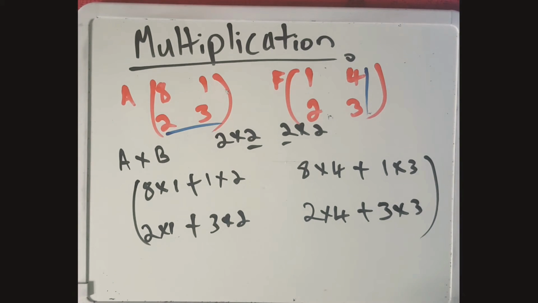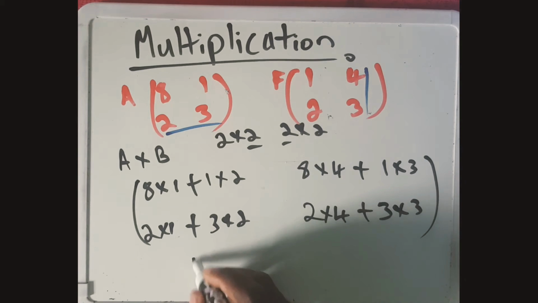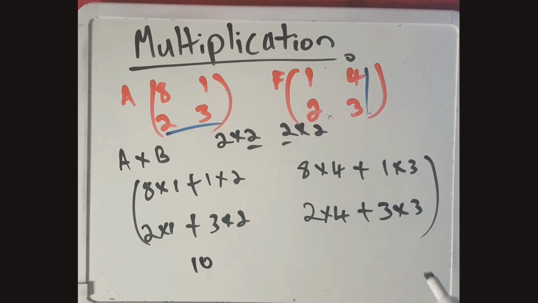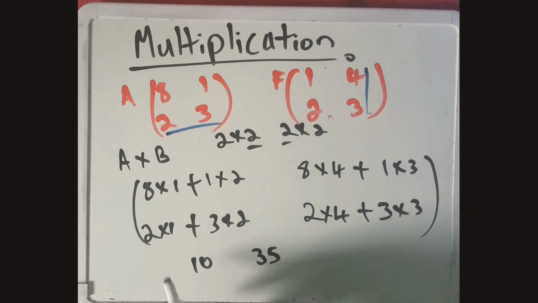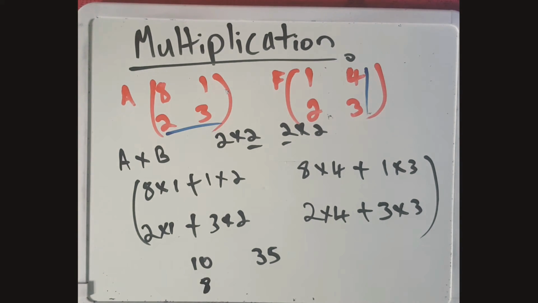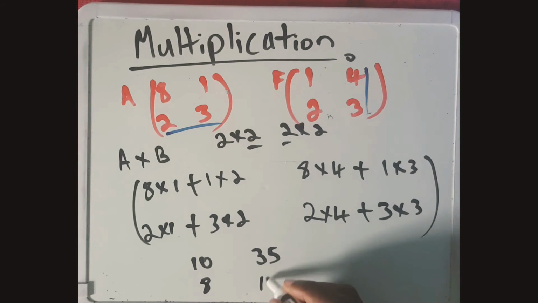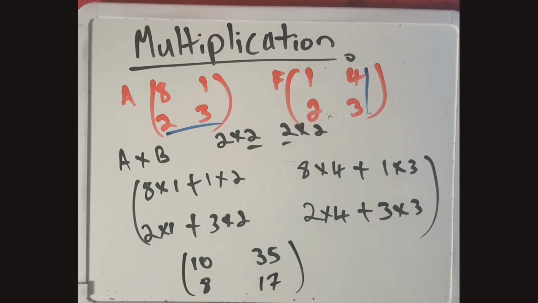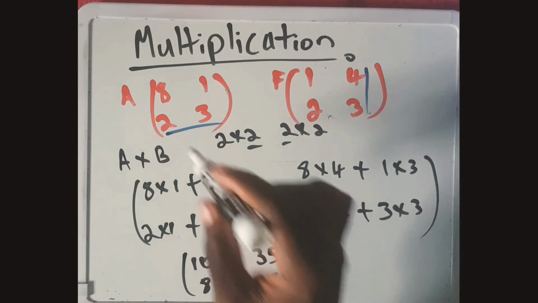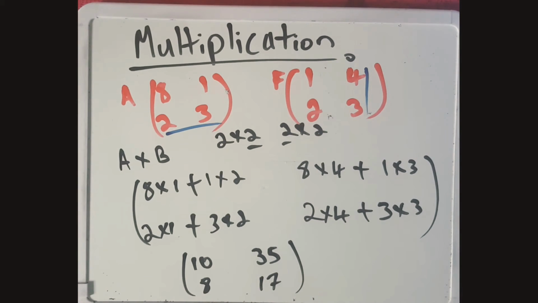So 8 times 1 plus 2 would give us 10. 8 times 4, 32, plus 1 times 3, 3, would give us 35. 2 times 1 plus 3 times 2, which is 6, would give us 8. And 2 times 4, which is 8, plus 3 times 3, 9, would give me 17. And that would be my final answer if I multiply these matrices.